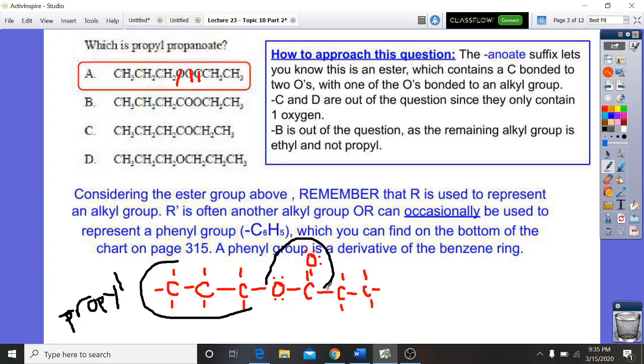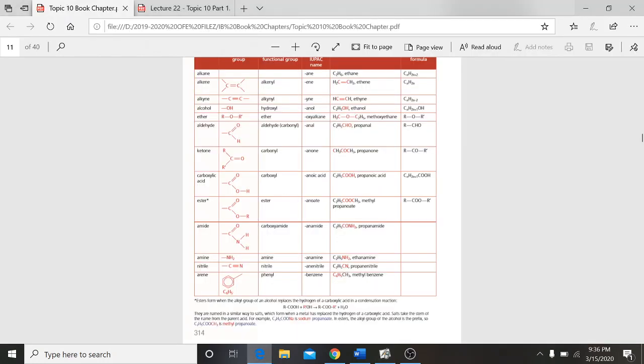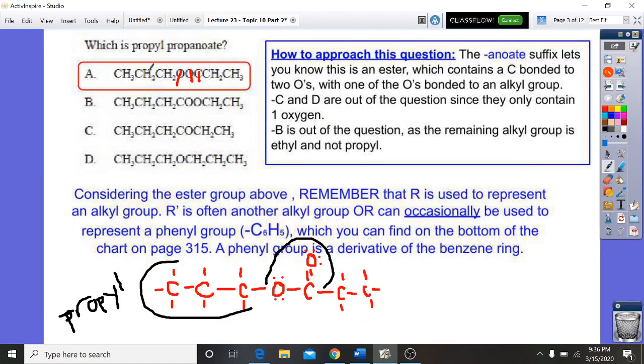This C is part of the chain, so what happened here is one of the H's was replaced by a functional group. Since we have a C with a double O, a single O, and then that O bonded to an R group, meaning an alkyl, which in this case is propyl. Then this is propyl, and then this is prop, because of the 3 C's. And the suffix is anoate. C double bonded O, single bonded O to an alkyl group. This is an anoate. So indeed the answer is A.